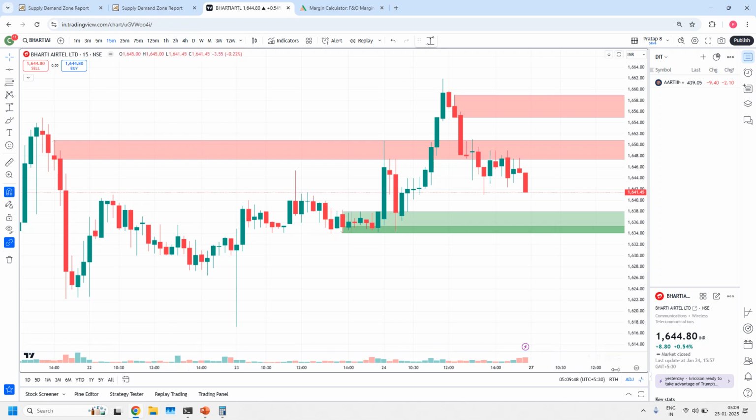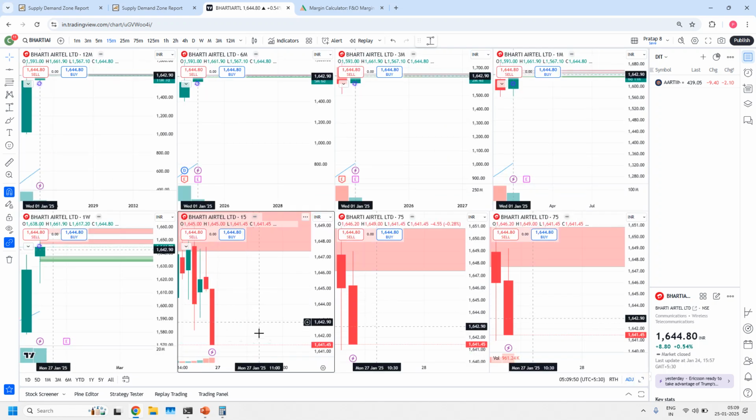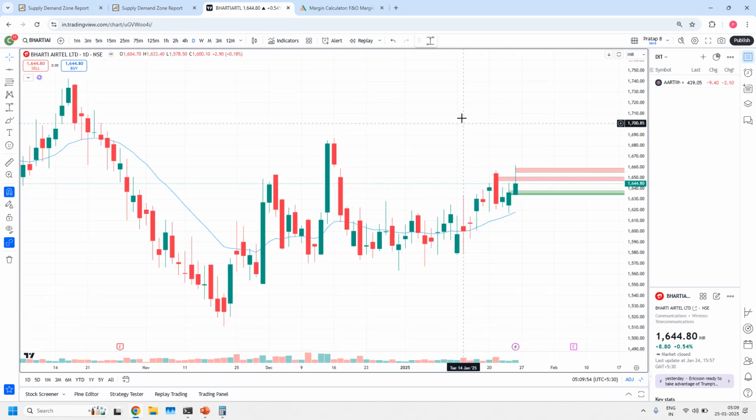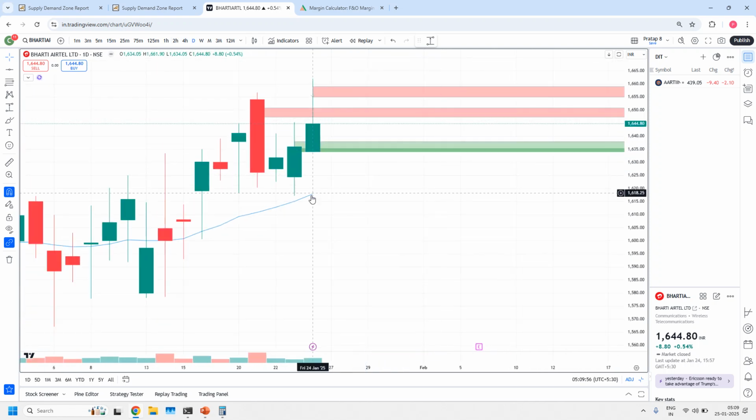Daily time frame. No, it is not having daily EMA confluence. Only zone confluence is available for Bharti Airtel. But the only thing is that it was a high liquidity zone. Similar kind of analysis you have to do for the other stocks also.